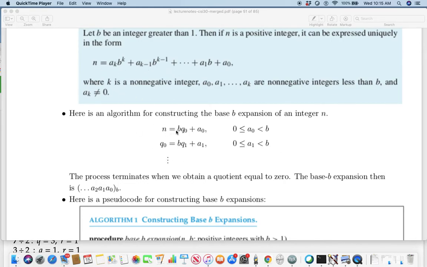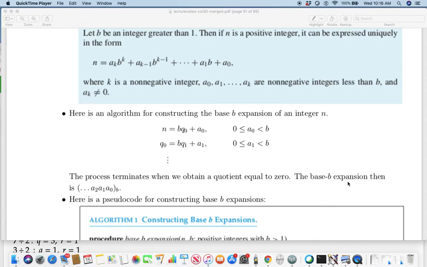Take your n, divide by b, you get a quotient, call it q_0, and a remainder, call it a_0. This a_0, being a remainder, is less than b and is non-negative. Take your quotient, that is your new dividend, and divide by b. You get a new quotient and a new remainder. That remainder is again between 0 and b. Keep going until you get quotient 0. The process terminates when we obtain a quotient equal to 0.